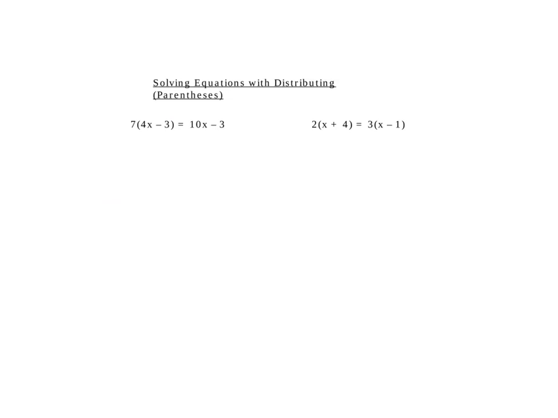All right, what about if I got to solve an equation and either one or two sides of that equation have distribution problems with them, have parentheses? Well, you have to multiply them out first. Then you solve. So 7 times 4x and then 7 times negative 3. 7 times 4x is going to be 28x. 7 times negative 3 is minus 21. And it equals 10x minus 3.